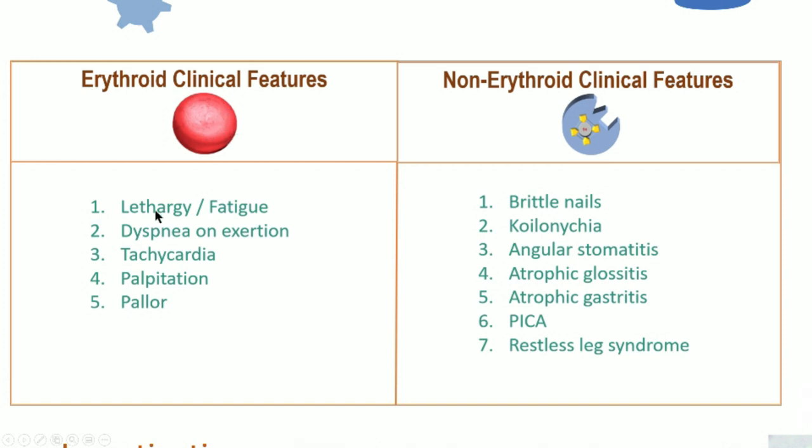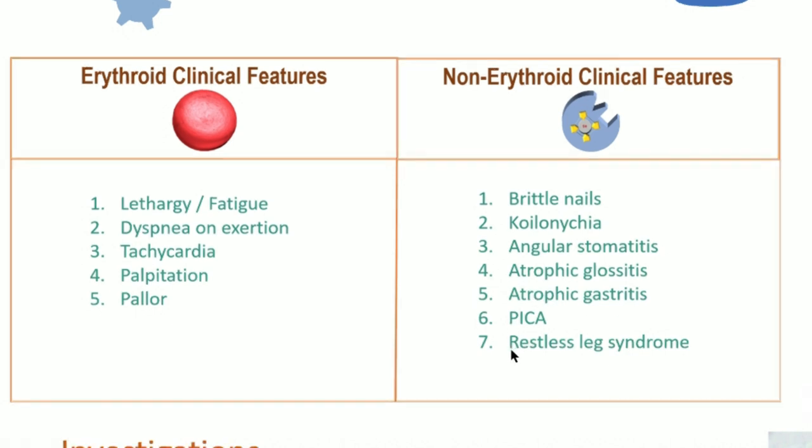The clinical features of iron deficiency anemia could be erythroid, which are mediated due to decreased hemoglobin in RBC. These are lethargy and fatigue, dyspnea on exertion, tachycardia, palpitation, and pallor. Non-erythroid clinical features are mostly due to deficiency of important iron-containing enzymes. These are brittle nails, koilonychia, angular stomatitis, atrophic glossitis, atrophic gastritis, pica, and restless leg syndrome.